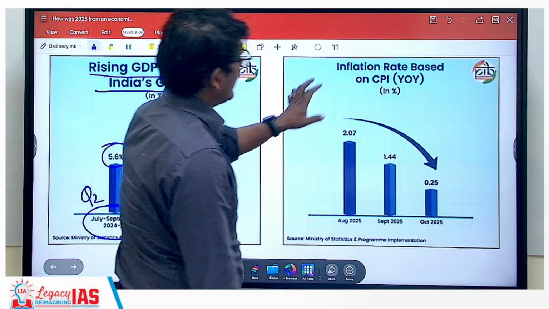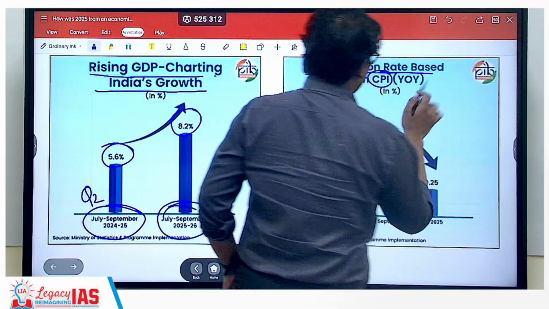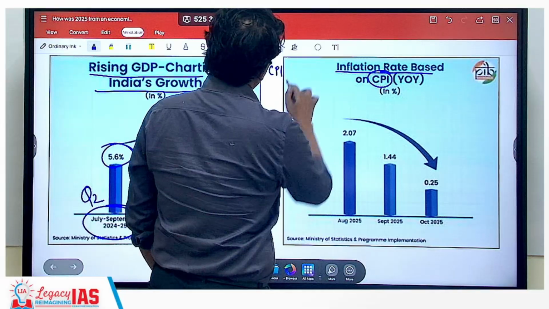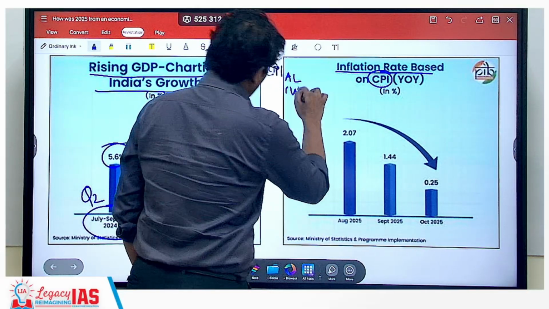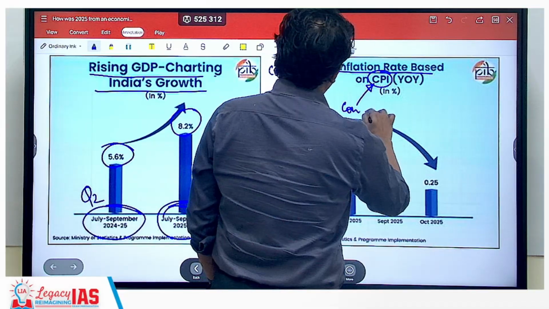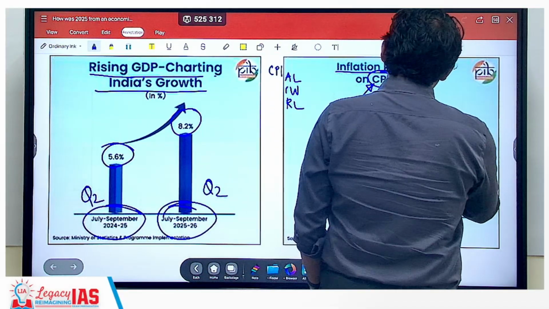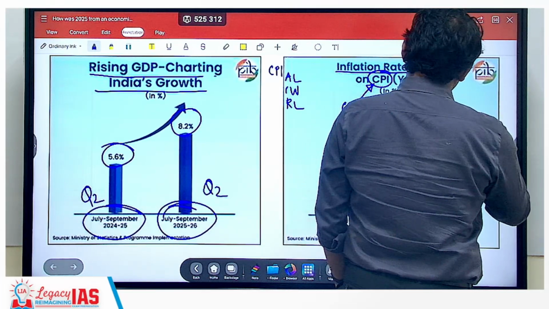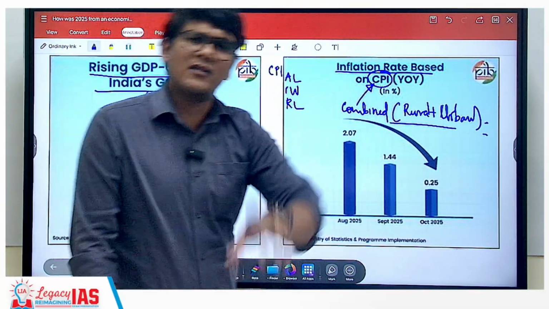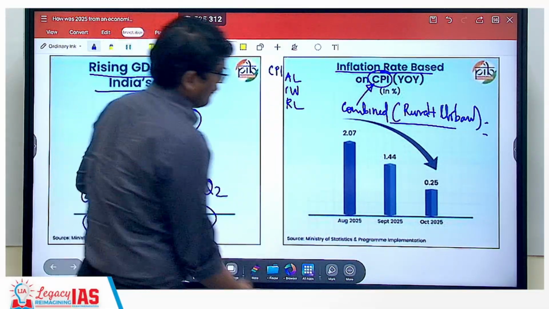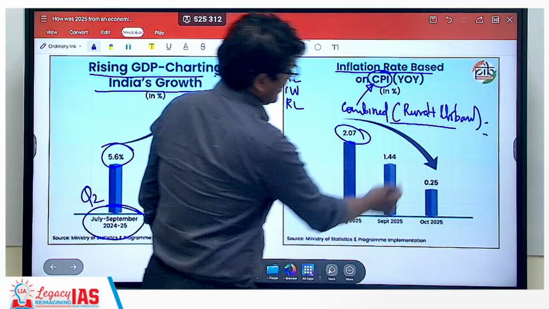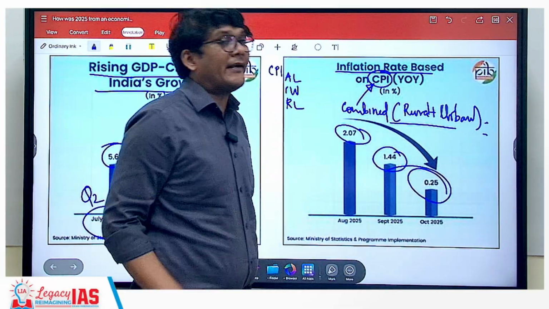On the other hand, if you look at inflation based on CPI, that is consumer price index. Now there are various consumer price indices. For example, you have consumer price index for agricultural laborer, industrial worker, rural laborer. So which CPI is this? This CPI is CPI combined. Combined means rural plus urban. This is the combined CPI. So this measures the increase in the prices, or the changes in the prices would be the better way to say it. So if you look at this CPI in percentage, it has been consistently going down. In August 25, it was 2.07, then 1.44, now it is 0.25. So less than 1.